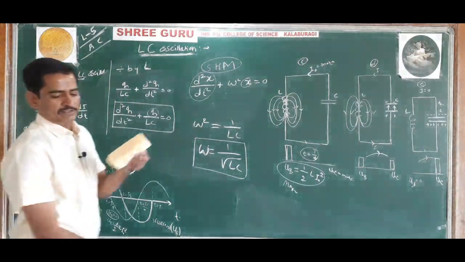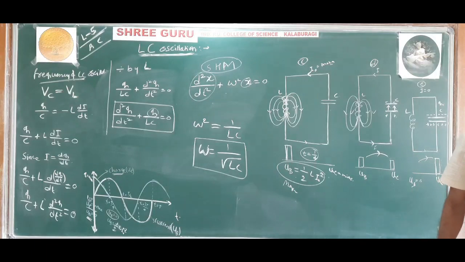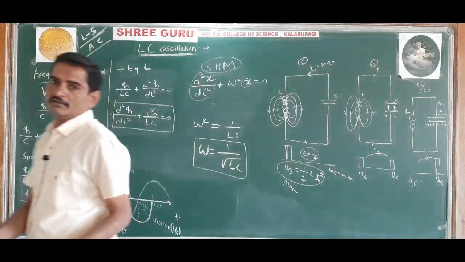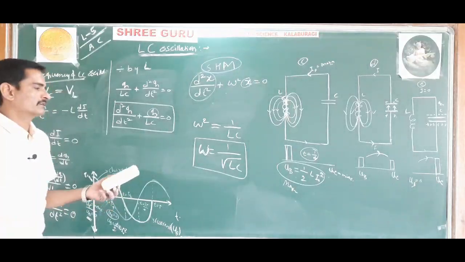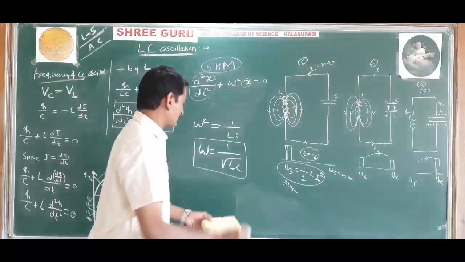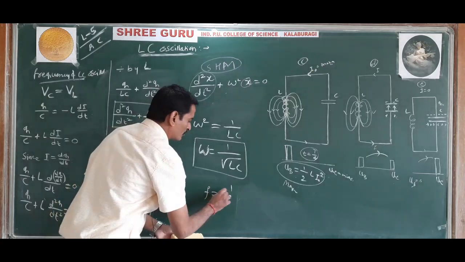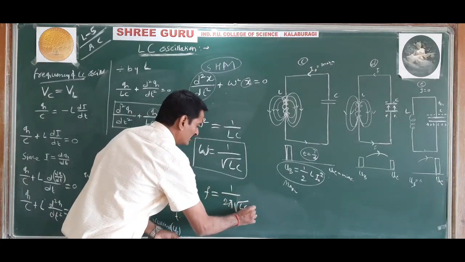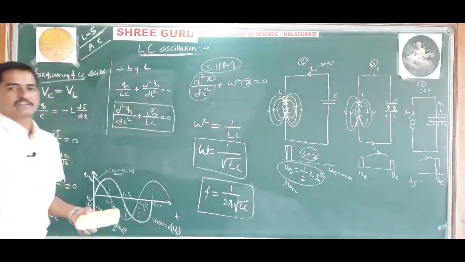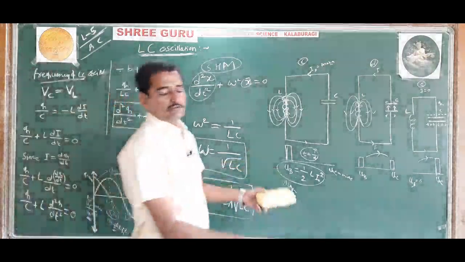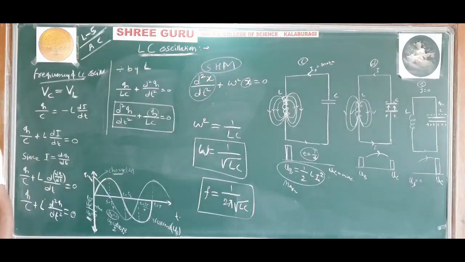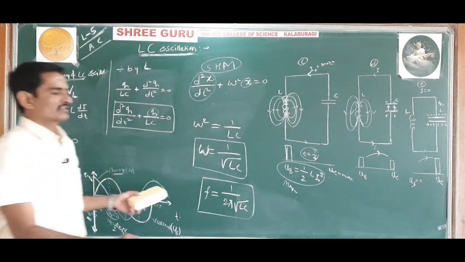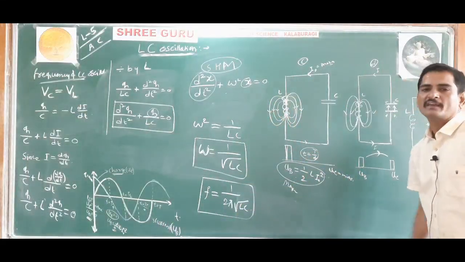So whatever rules you used while studying simple harmonic motion in the first year, all those things are applicable to these LC oscillations. Understood? Hope you have understood this concept. This is the frequency of LC oscillation, or you can write it as f is equal to 1 divided by 2 pi under root LC. It looks the same as resonant frequency, but this will be different. Hope you have understood this concept of LC oscillation.